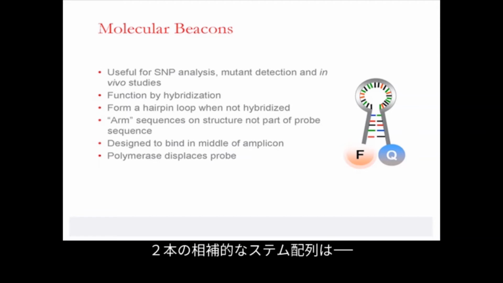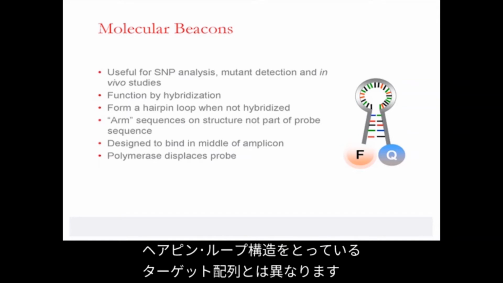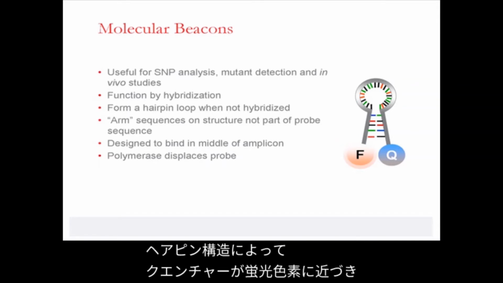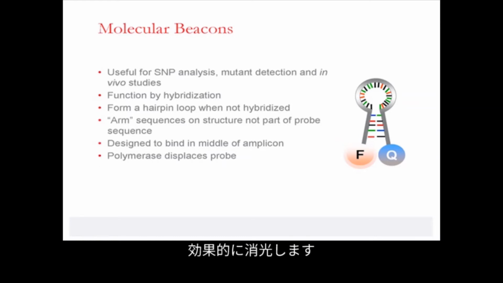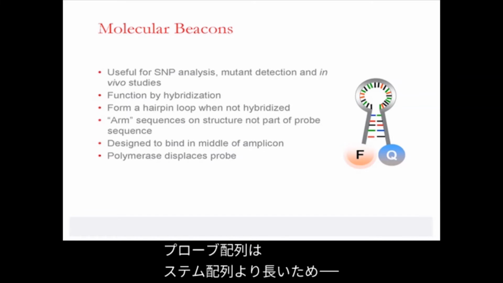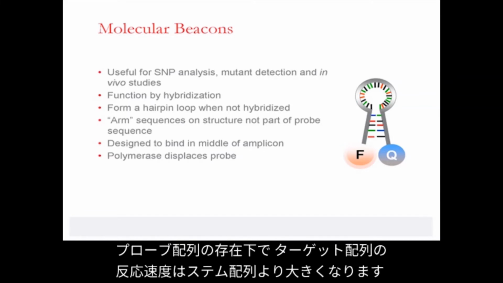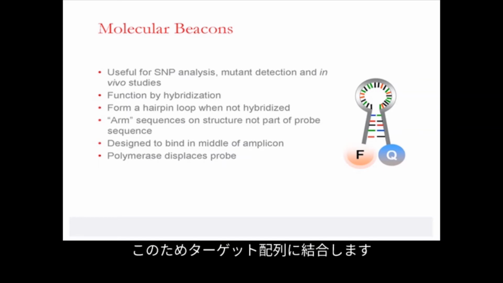The two complementary arm sequences, 4 to 6 mer, which are not part of the target sequence, form a hairpin loop structure. The hairpin brings the quencher in close proximity to the fluorophore, effectively quenching it. The probe sequence is longer than the arm sequence, therefore, in the presence of the target, the kinetics of binding to the target will be greater than the arms, allowing it to bind to the target sequence.